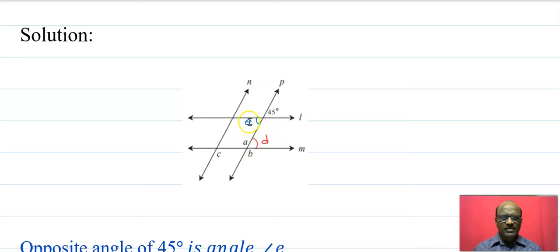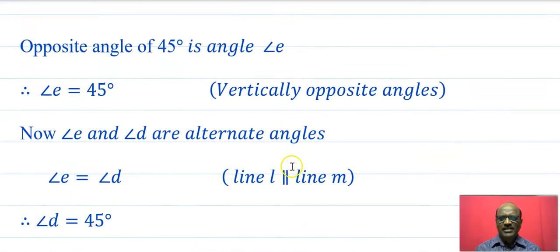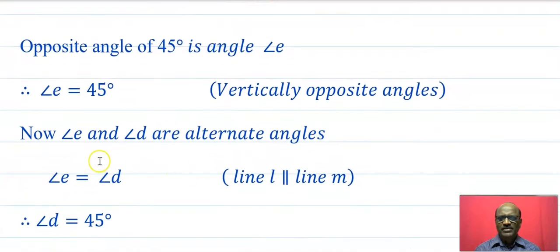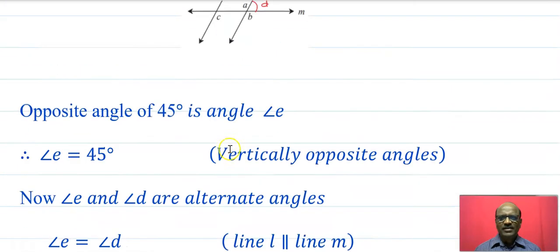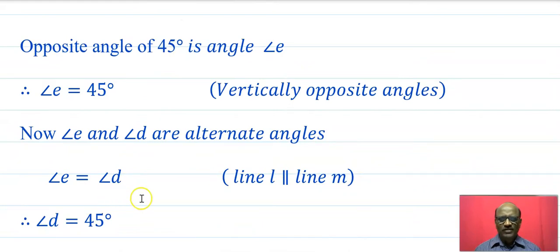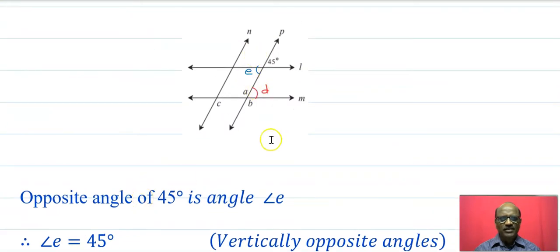Again, E and A are interior angles. The sum of the measures is 180. We can find the measure of angle A, and by using it we will get the measures of angle B and angle C. Now let us start. The measure of angle E is equal to 45, as they are vertically opposite angles. Angle E and angle D are alternate angles. Therefore, the measure of angle D is equal to 45.